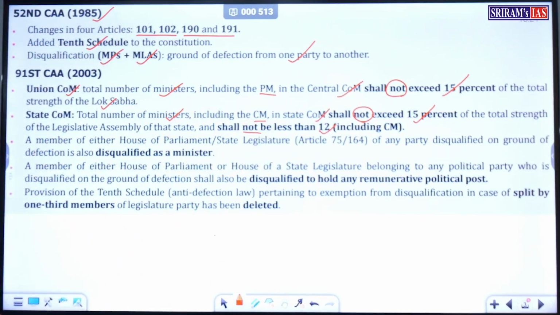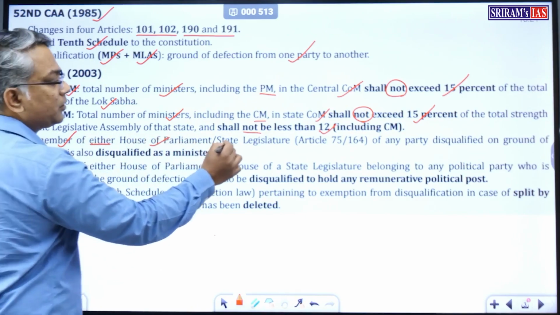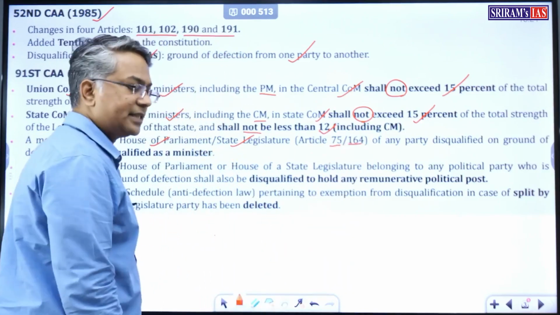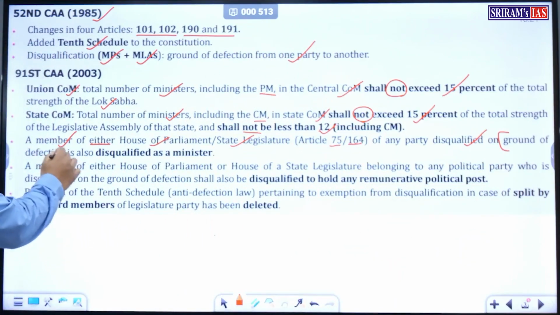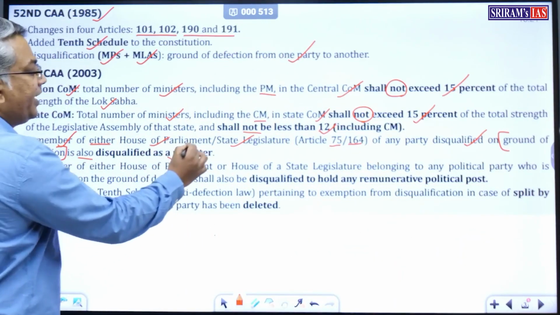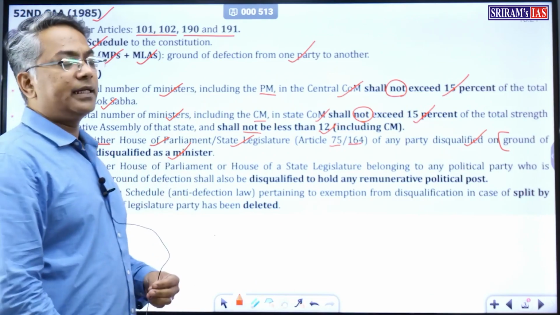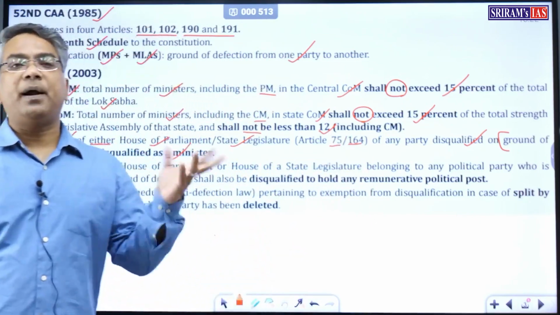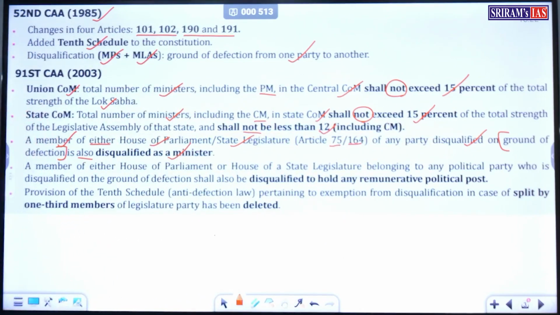So what about the disqualification as a minister? A member of either house of the Parliament or state legislature under Article 75, that is regarding the Parliament, and 164 regarding the state legislature, of any party disqualified on the grounds of defection is also disqualified as a minister. So a member of both Parliament and state legislature under Article 75 and Article 164 of any party, if he is disqualified on the grounds of defection, he is also disqualified as a minister. So he cannot be a minister.